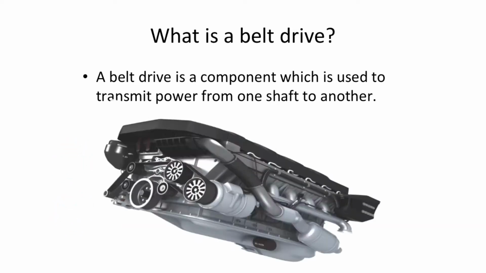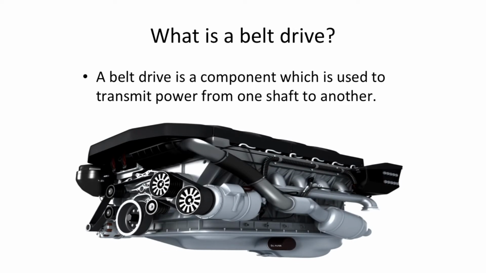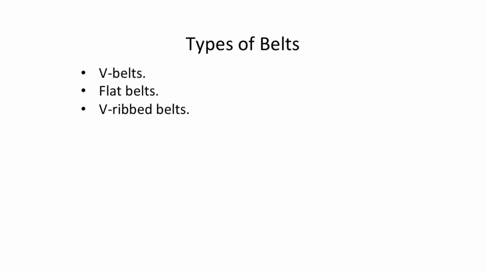Therefore, if you look at our picture, there's a motor. What can you see from that picture? From that picture, we have a belt drive, where you see the two pulleys that are connected by a belt. And therefore, I want us to look at the types of belts. The types of belts we refer to are V-belt, flat belt, V-ribbed belt, and timing belt.